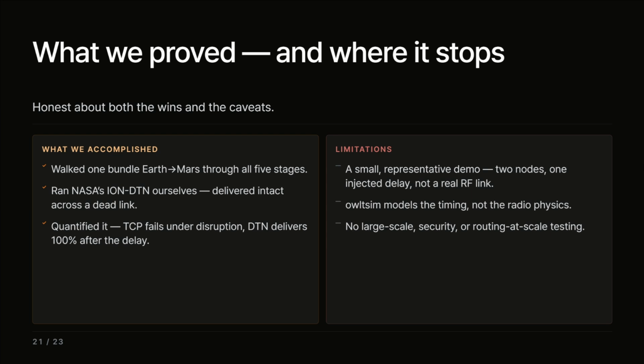At the same time, our project still has limitations. The setup involved only 2 nodes. The delay was simulated rather than generated by a real deep space communications channel, as we just used the simulator. OWLTsim models the timing. It simulates the delay, but it doesn't simulate the radio physics. We did not evaluate large-scale routing, security mechanisms, or network-wide performance. In short, we validated the core DTN mechanisms, not the entire operational ecosystem.